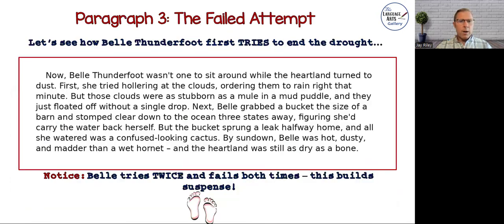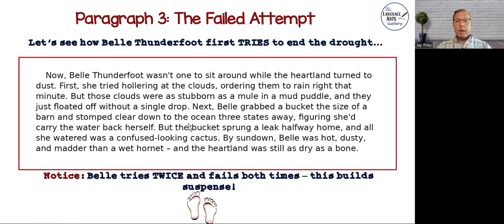So let's go ahead and take a look at our mentor text from the last class. This is our story about Belle Thunderfoot. Now, Belle Thunderfoot wasn't one to sit around while the heartland turned to dust. First, she tried hollering at the clouds, ordering them to rain right that minute. But those clouds were as stubborn as a mule in a mud puddle, and they just floated off without a single drop. Next, Belle grabbed a bucket the size of a barn and stomped clear down to the ocean 3 states away, figuring she'd carry the water back herself. But the bucket sprung a leak halfway home, and all she watered was a confused-looking cactus.